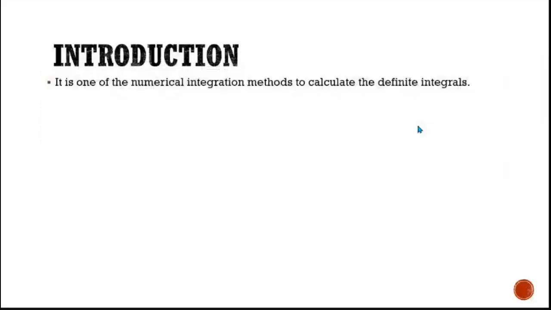What is this? This is a numerical way of integrating any definite integrals. Integrals we will separate into two: indefinite and definite. Indefinite integral has no upper or lower limits. Whenever I say definite integrals, it means it should have a lower limit and an upper limit. That is what we call definite integrals. So this is a method to use numerical integration for definite integrals. That is the main thing.